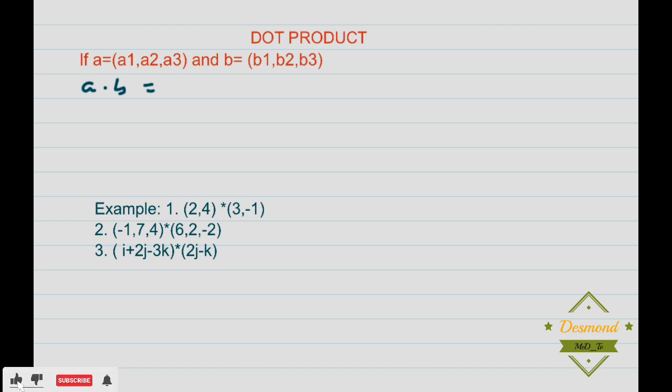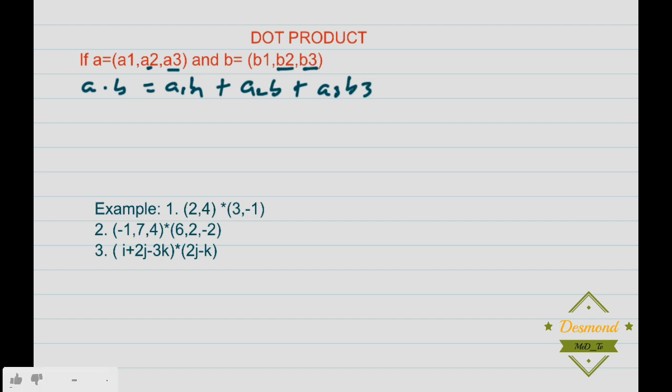So the dot product of A and B is equal to A1 multiplying B1, plus A2 multiplying B2, plus A3 multiplying B3. Then we get the dot product. It's very, very simple. So this is the three-dimensional form.